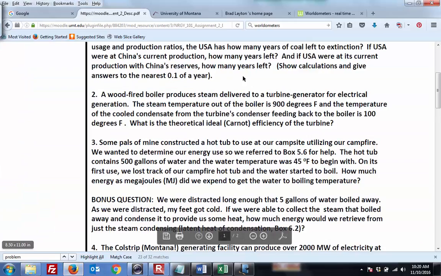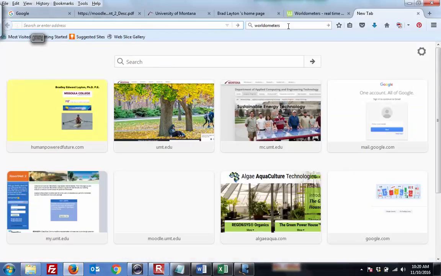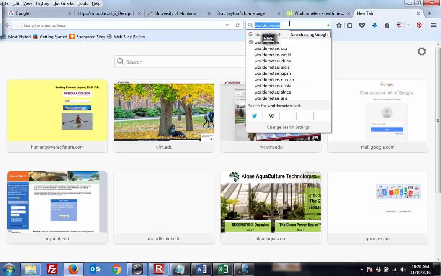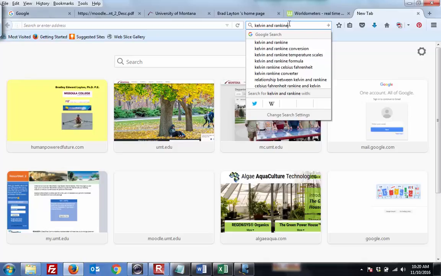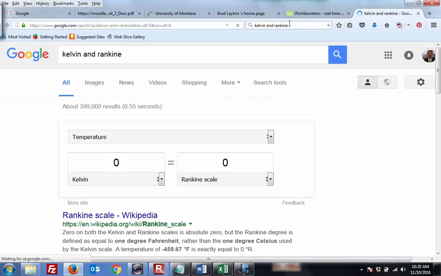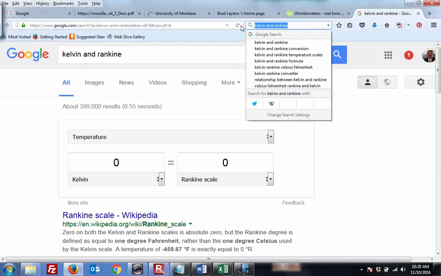Now, the issue, Kelvin is to Celsius as Rankine is to Fahrenheit. And I mean, Google's right there, right out in front of it. Say, hey, we've got our own conversion. Pretty simple math. Let's just do Fahrenheit.